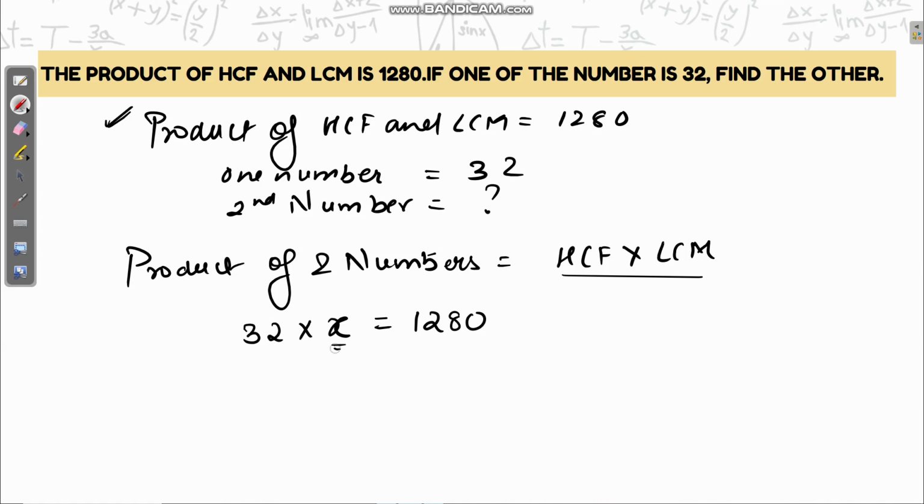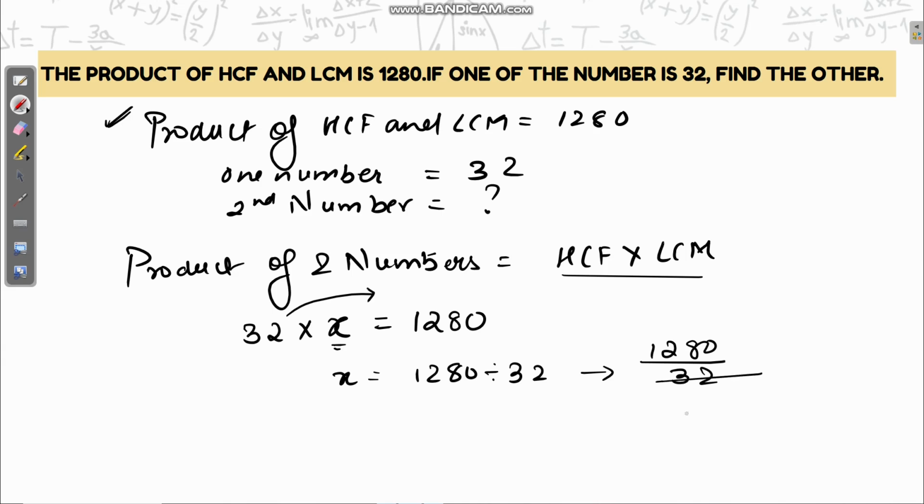Now I want to find X, so I'll take this 32 to the other side. This is multiplication; when it goes to the other side, it becomes division. So 1280 divided by 32. I'll solve it over here. It's 1280 upon 32. If you notice, you can directly divide by 32, or you can divide by, let's say, 4 or 8 also. Let's divide by 4.